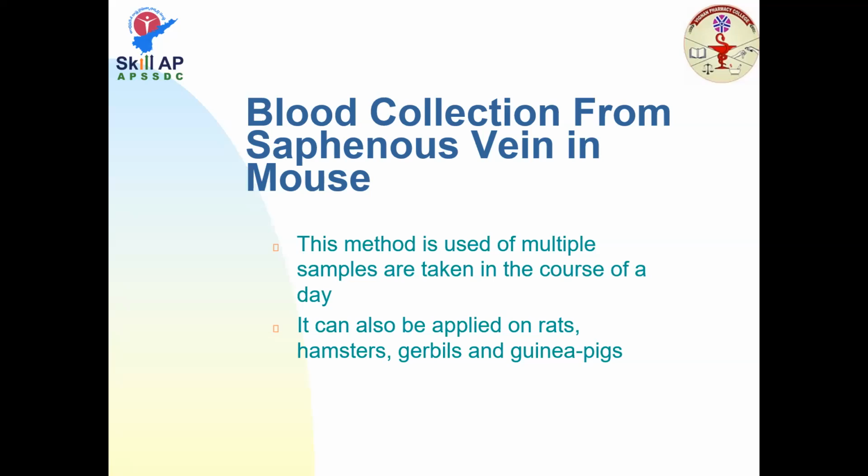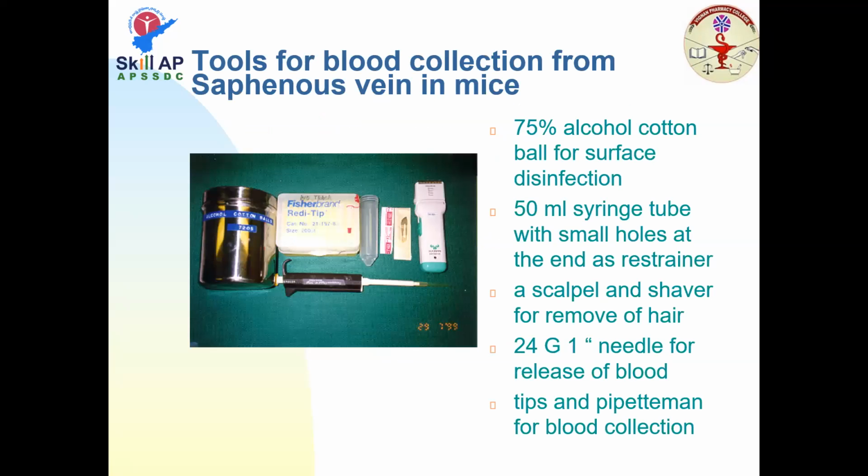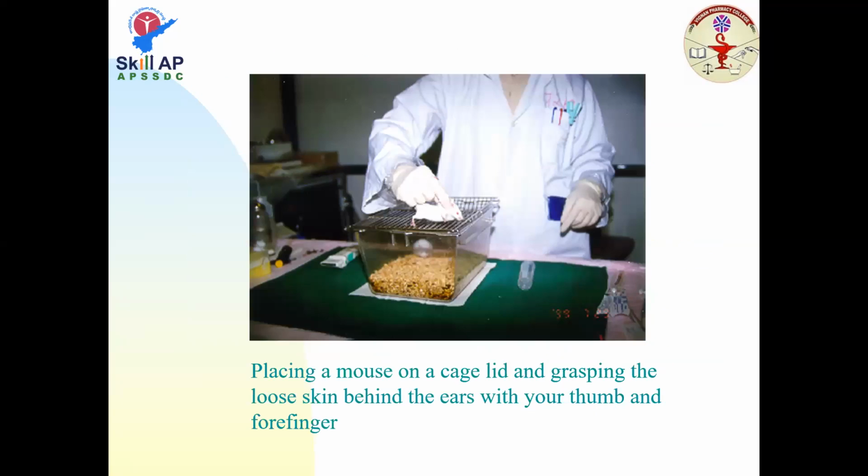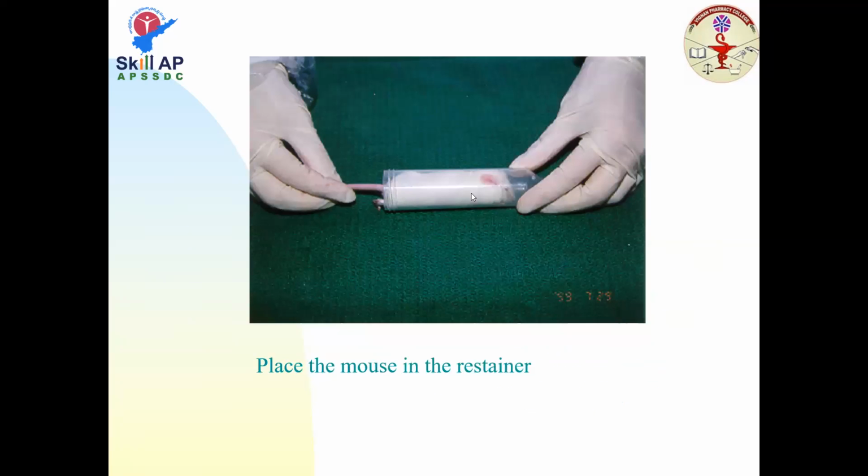So saphenous vein blood collection helps in multiple time points. Same as before, we clean it with the sanitizer so that there are fewer chances of cross contamination. Place the mouse on the cage lid and grasp the loose skin behind the ears with your thumb and forefinger. We'll be keeping the animal in a restrainer, where, as I have said, the vein is in the thigh.